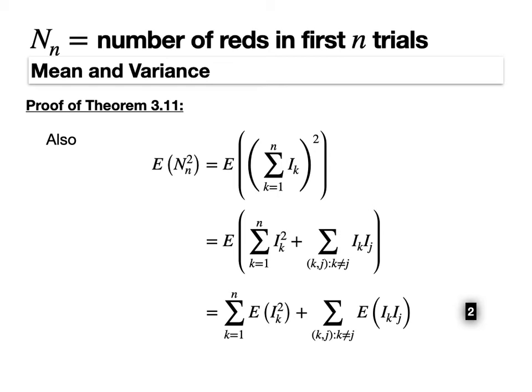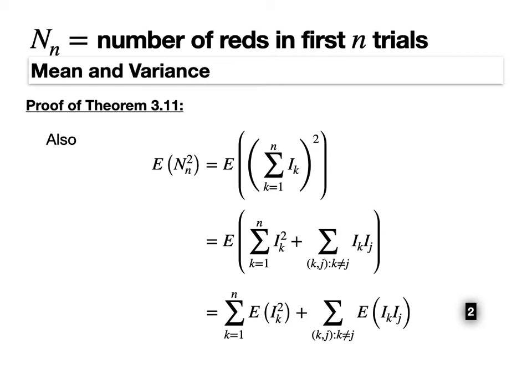Why that general formula is true will then be clear. Now, once you have that middle line, you can apply the properties of expected value, namely that it's linear, right? So the expected value of a sum is the sum of the expected values. And that gets us to the third line. We'll have the sum from k equals 1 to n of the expected value of I sub k squared plus the sum over all pairs k, j, such that k is not equal to j, of the expected value of I sub k times I sub j.